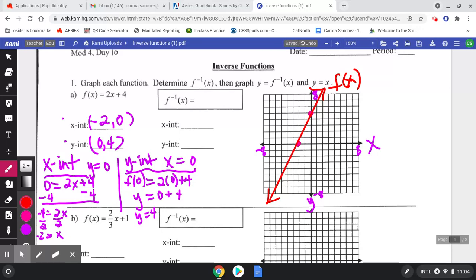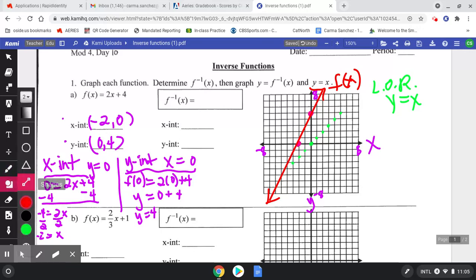Now, every inverse is a reflection over the same line of reflection. The line of reflection I'm talking about is y equals x. So let's get that line of reflection on there. How do I graph that line? I'm going to start at the origin and then just go up 1 over 1, up 1 over 1, the whole way across, and down 1, back 1. Let's go connect that with our line function.